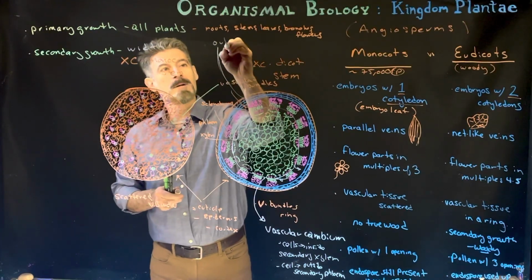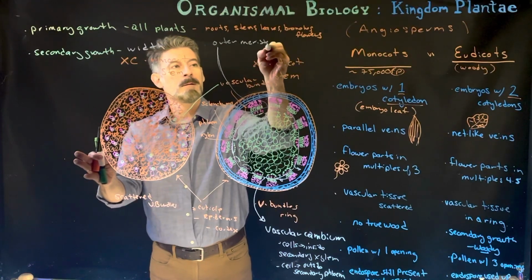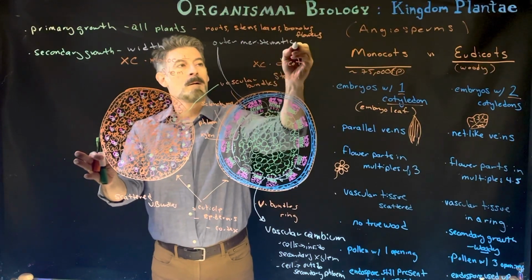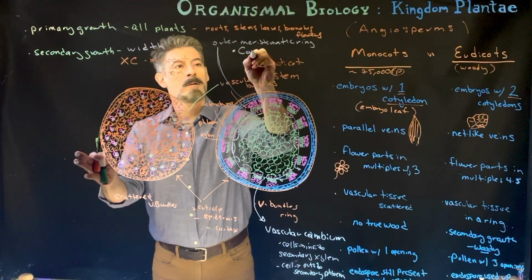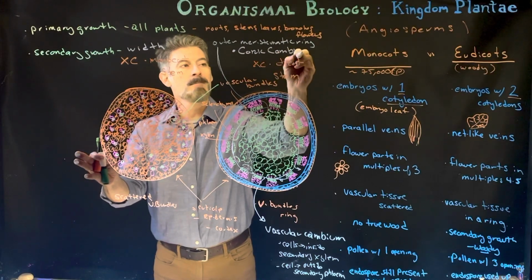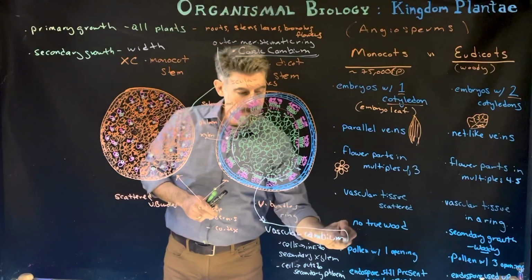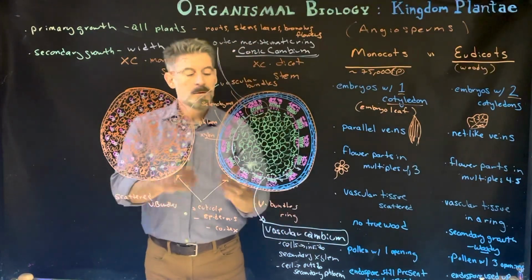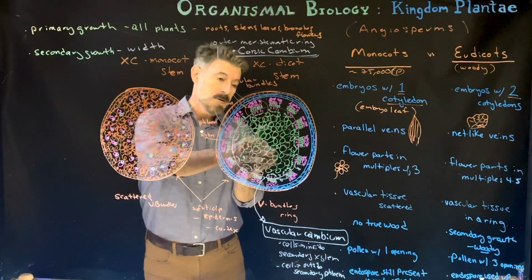So we have an outer meristematic ring called the cork cambium. Okay. So we have a vascular cambium, which is creating new vascular tissue and laying down these growth rings.